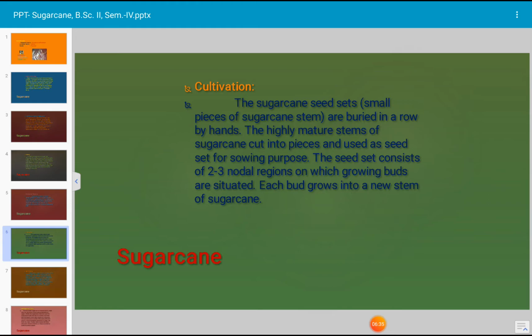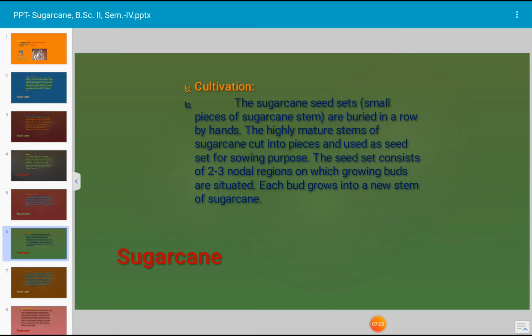Before sowing, the field is cleaned and the seed sets are placed in a furrow and covered with soil. Sugarcane crop needs a sufficient quantity of nitrogen, potash and phosphate. These are the fertilizers which are used for the growth of sugarcane, and these fertilizers are applied during sowing.